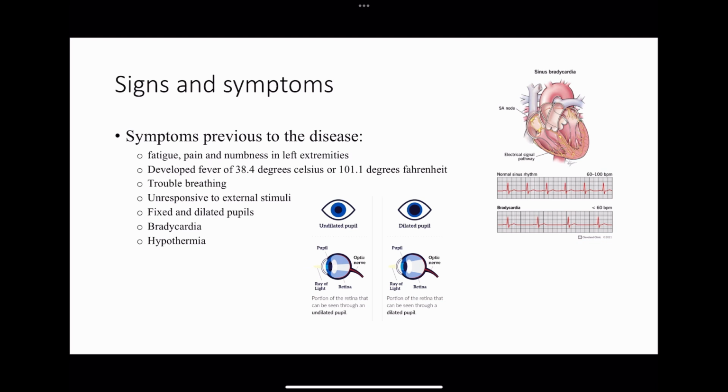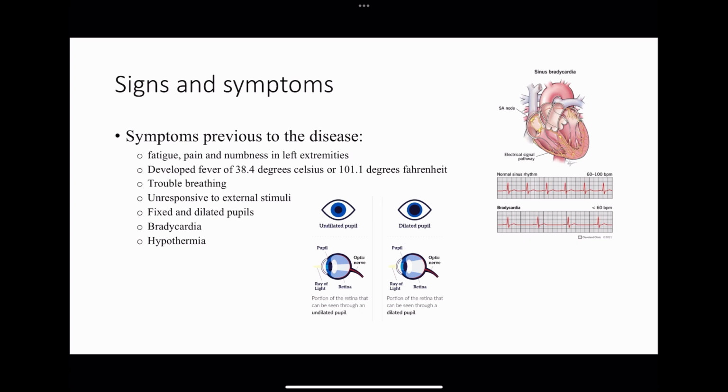Miguel experienced many signs and symptoms before and during the infection. So he experienced fatigue, pain, and numbness in his left extremities. He developed a fever of 38 degrees Celsius or 101.1 degrees Fahrenheit. He had trouble breathing, was unresponsive to external stimuli, and had fixed and dilated pupils, bradycardia, and hypothermia. So bradycardia is a slowed heart rate, and hypothermia is low body temperature.